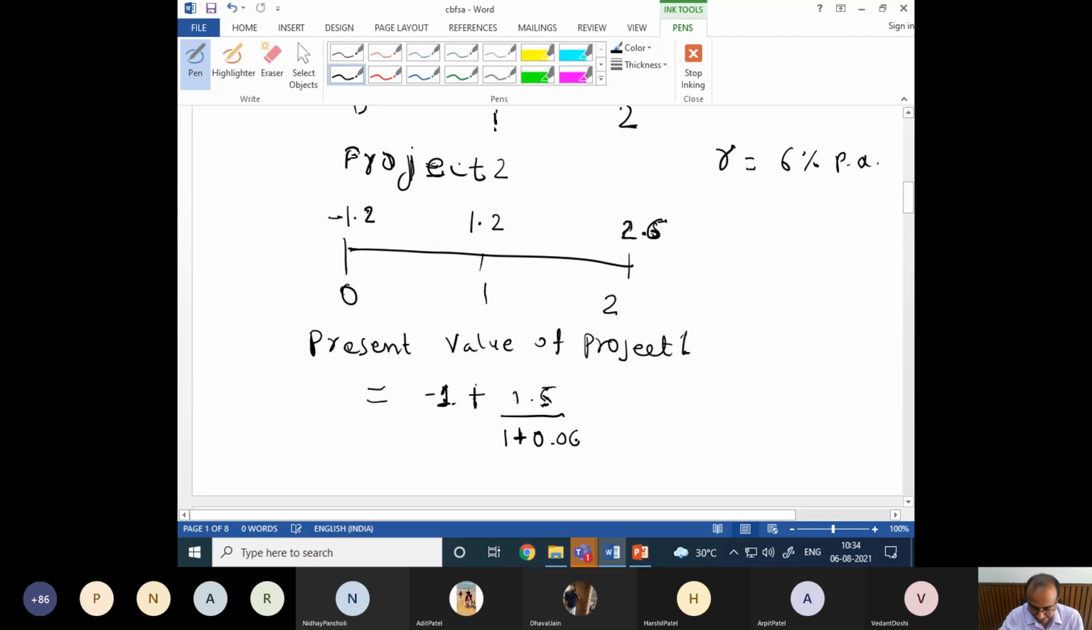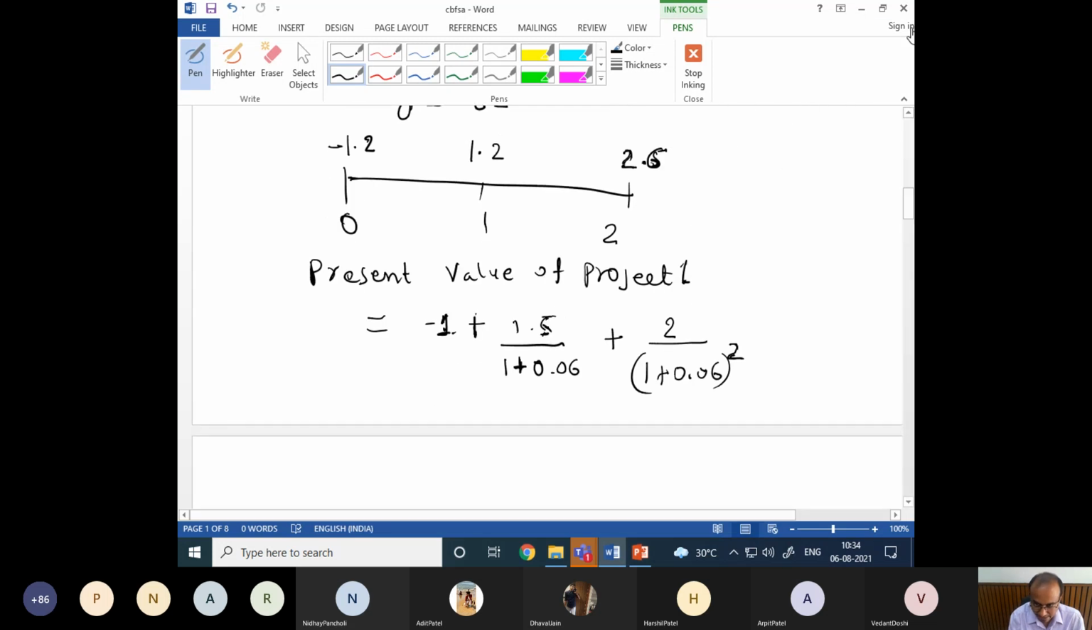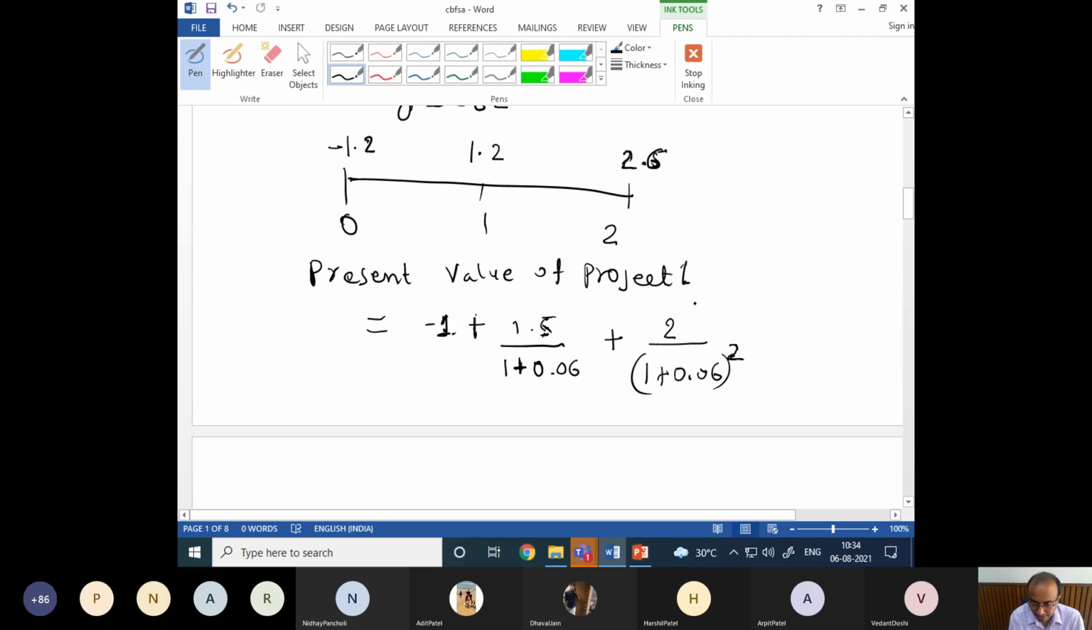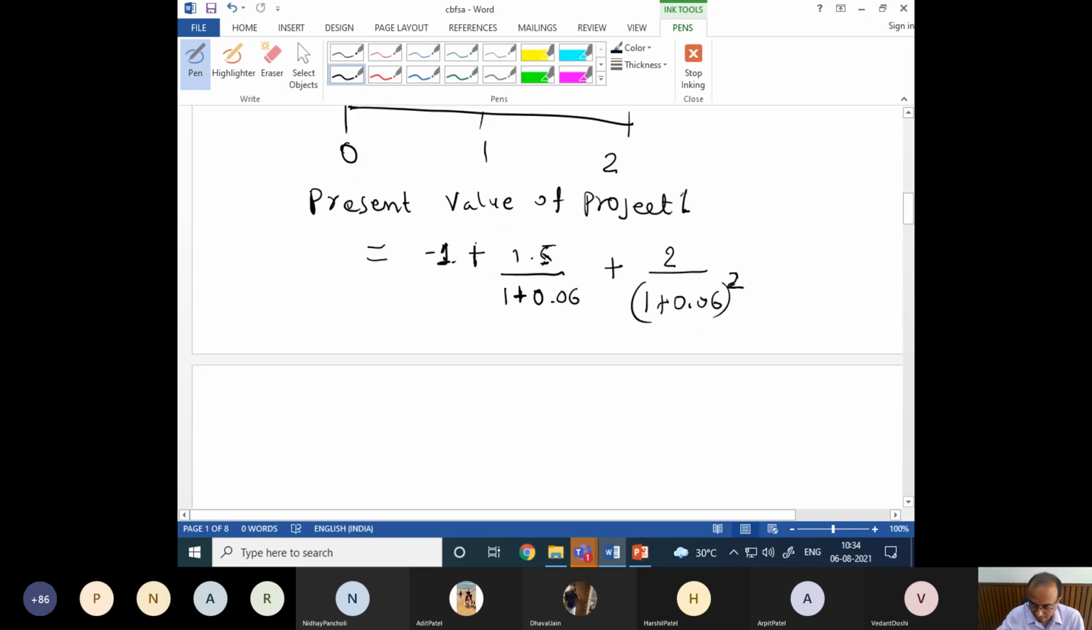So 1 plus 0.06, plus I am receiving 2 million after 2 years. So using compounding every year, because I am using a yearly interest rate and yearly compounding as I am receiving the amount every year, the present value of project 1 is -1 plus 1.5 divided by 1 plus 0.06, plus 2 divided by (1 plus 0.06) squared. Whatever I get, I should write. And the same way for the present value of project 2.